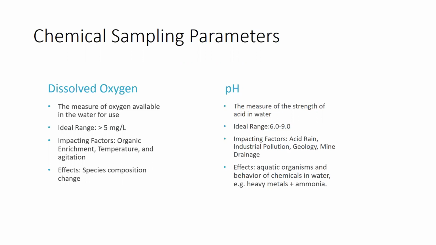Changes in pH can again shift those species found in streams, so moving further away from neutral pHs changes the species composition to those more tolerant of pollution. Changes in pH can also affect how chemicals react in water. For example, ammonia is in a more toxic form at a higher pH than it is at a lower pH.